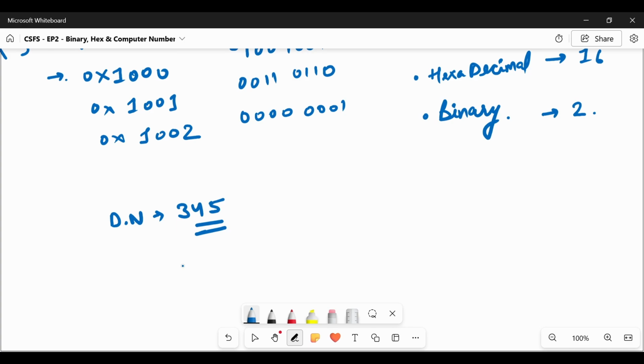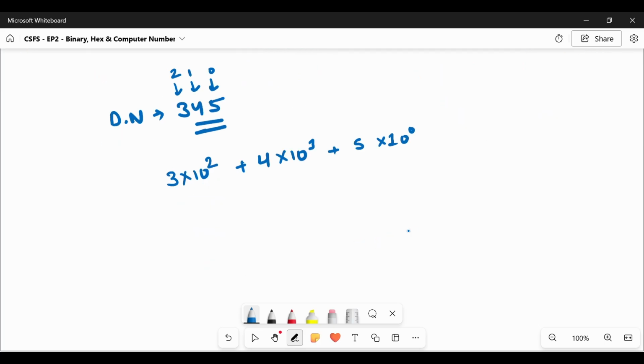We know that decimal has a base of 10, so we multiply each digit by a power of 10. Positions are 2, 1, 0. So 3 times 10 to the power 2, plus 4 times 10 to the power 1, plus 5 times 10 to the power 0. This is how the number is represented inside.